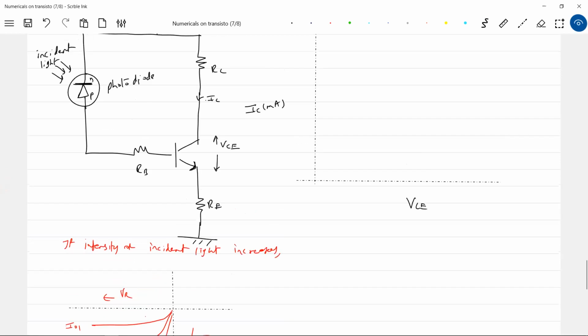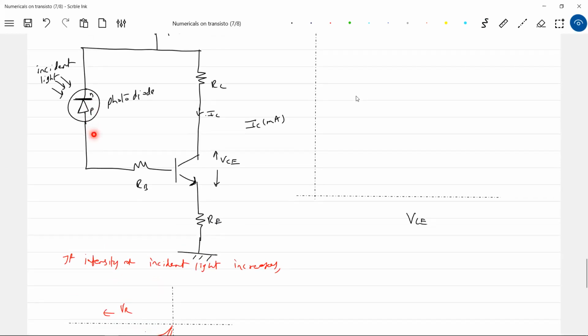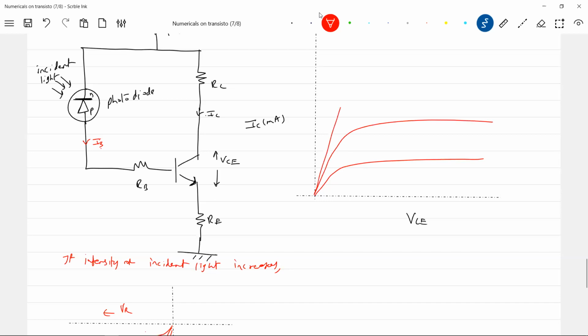And what is this photo current? Photo current is nothing but the base current, no? Here, the current which is flowing. So as the intensity of incident light increases, the base current here will increase. If base current increases, we know the curve should be, so the response curve, IB1, IB2, this is IB3. And what is IB1? IB1 is this particular thing, base current.